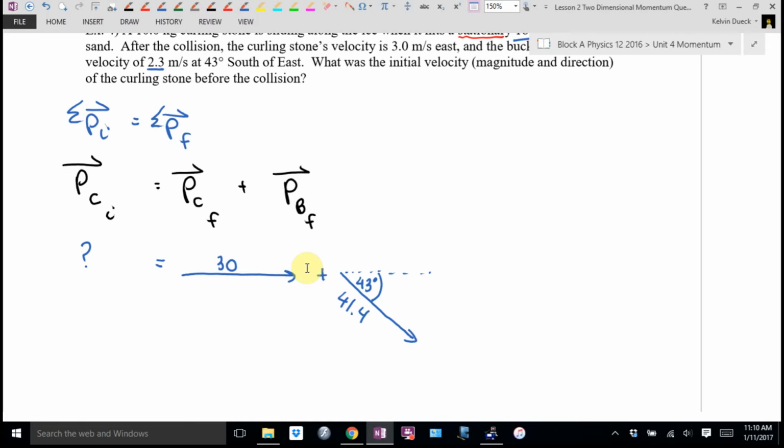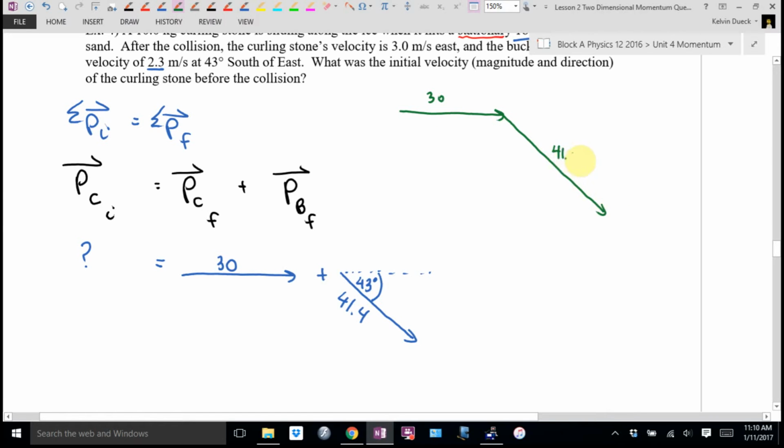So I'm going to draw a nice big vector triangle up here. 30 and 41. I'll draw the 41 slightly longer than the 30. Really, the 30 is about 3/4 of the length, roughly. So it's going to look like this. There's the 30. There's the 41.4. And because I always go from the tail of the first to the tip of the second, this must be what the curling stone was coming in at.